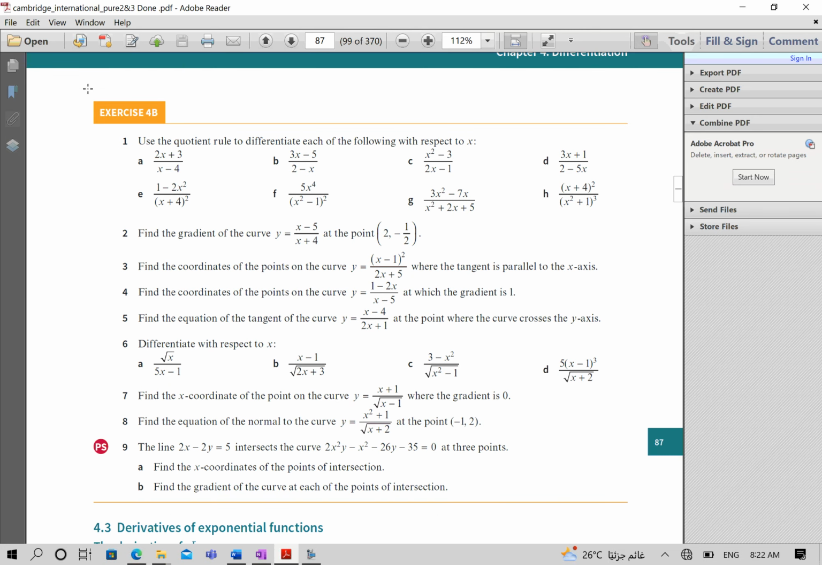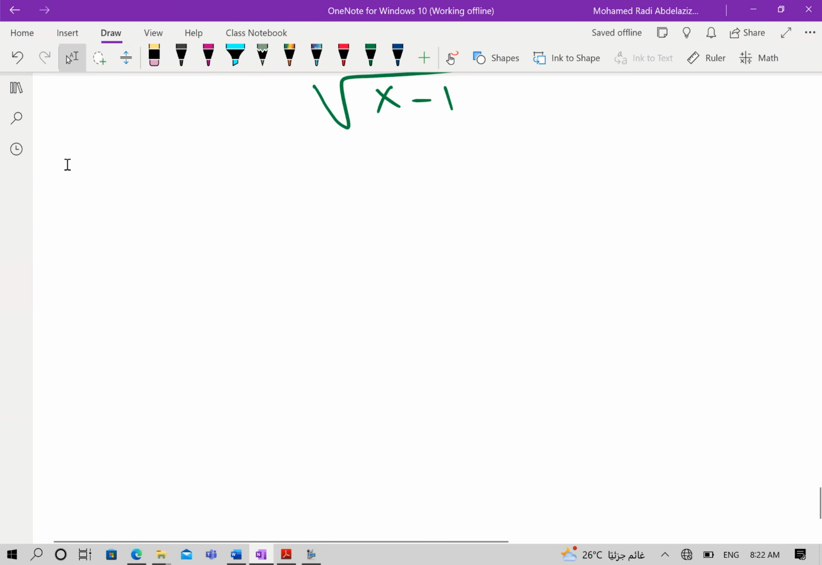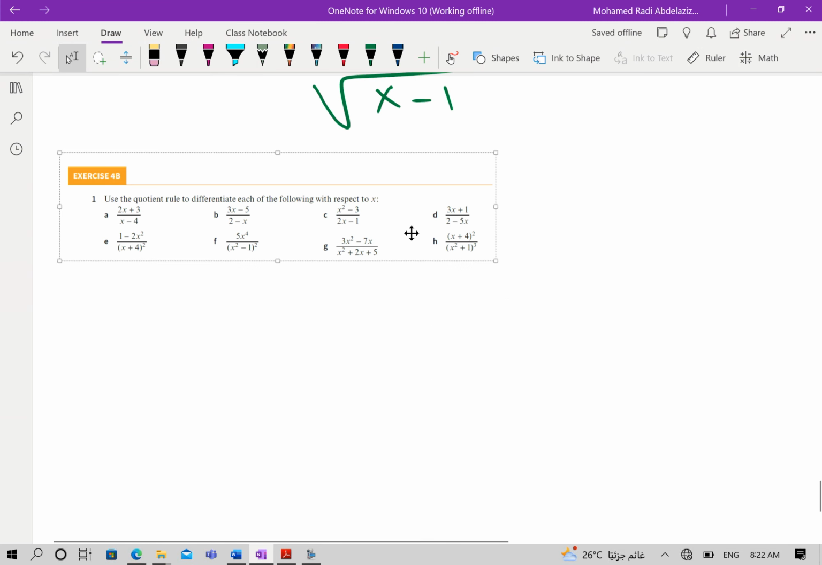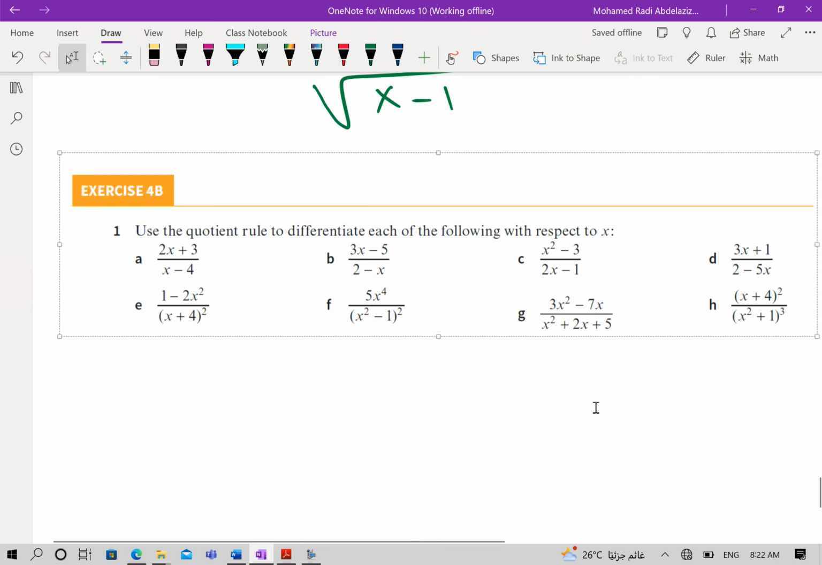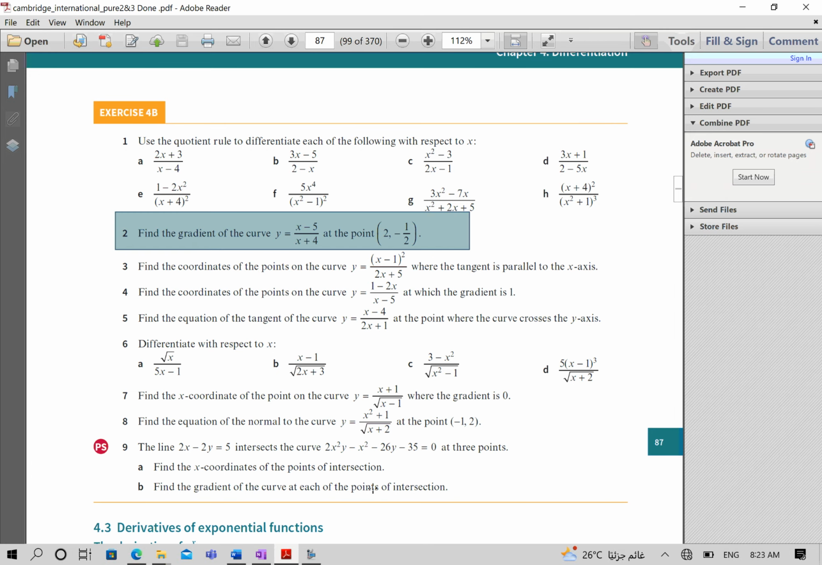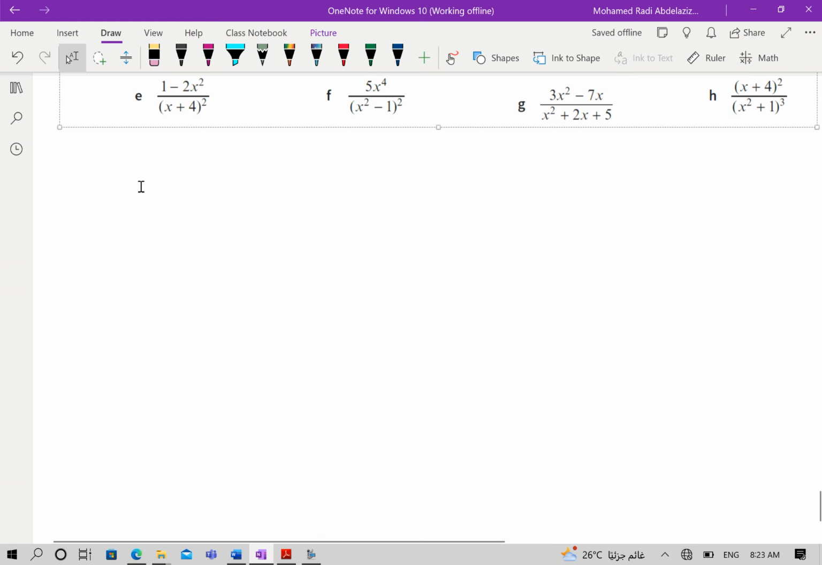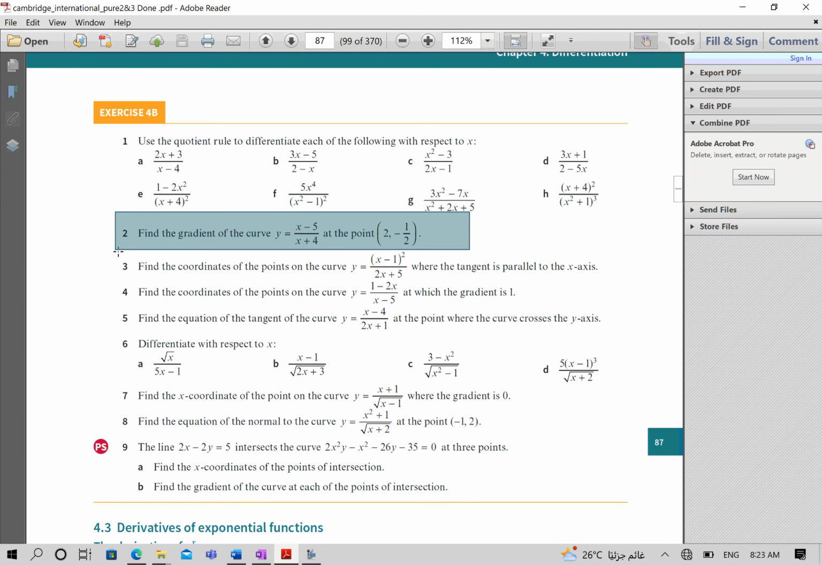By looking at exercise 4b, the first point you have to know is how to find the derivative in case we have two functions, u over v, but try to simplify your answer by taking the common factor. In question number 2, he asked to find the gradient. Just differentiate and substitute the value of x. Differentiate, use u over v, then substitute x equal to 2.